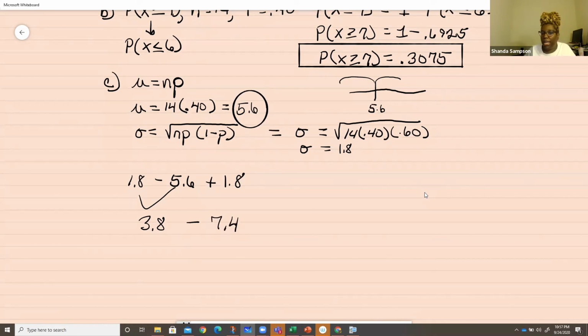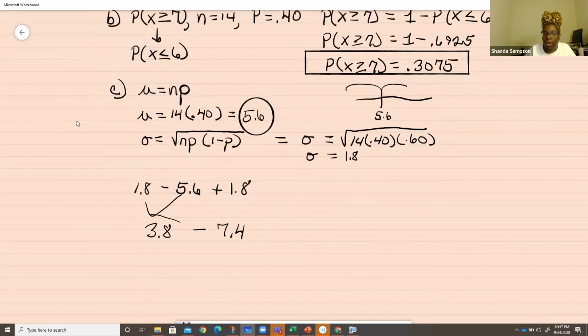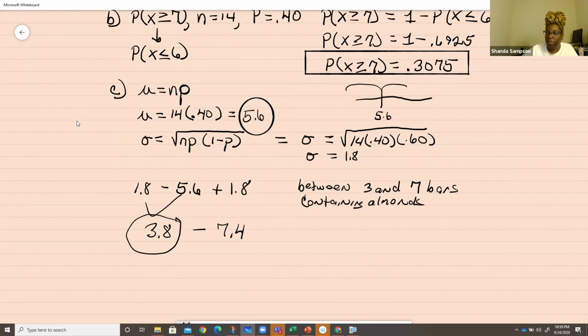Now, you can't put that as your answer, because the question asked you the number of candy bars. Can you have 3.8 candy bars? And can you round this 3.8 up to 4? No. Have to use your common sense. If you move this up to 4, then you're missing out on the 3 and some change candy bar. So the number of candy bars is going to be between what two numbers? 3 and 7. So the inspector might get between 3.8 and 7.4, or between 3 and 7 bars containing almonds. So that takes care of that problem.